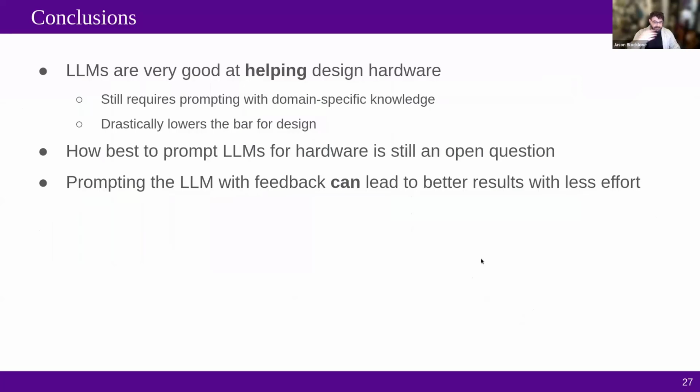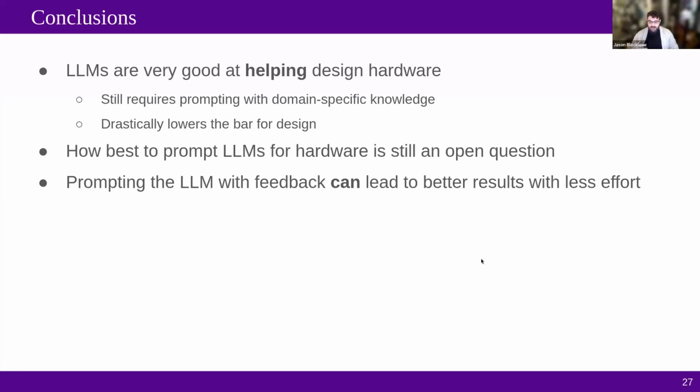Basic conclusions. Large language models we've been able to show are very good at helping to design hardware, but still struggle significantly to make it on their own. Human feedback drastically improved our results over automated feedback. But by implementing things like ensembling and that feedback loop, we were able to get much closer to properly functional designs. Ultimately, the initial prompts still require a lot of domain-specific knowledge, so you still kind of need hardware engineers working on it. But it gets a lot closer and it lowers the bar for that design.